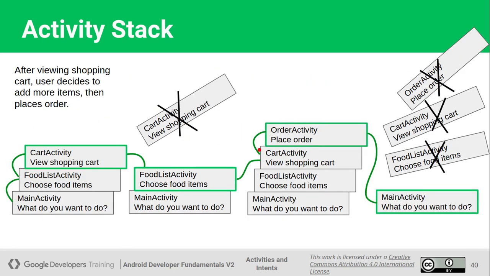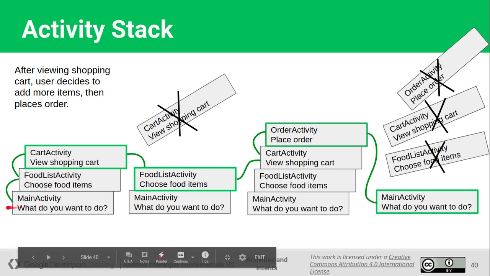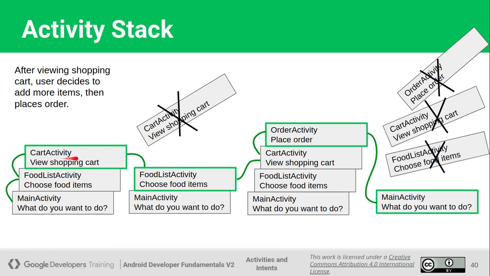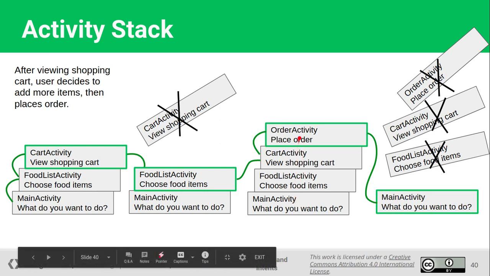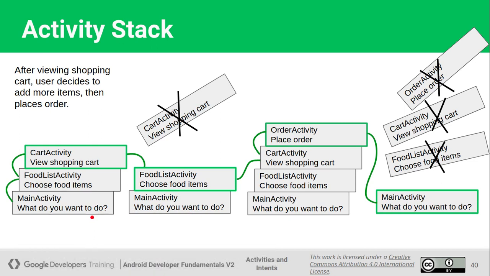Let's take an example to understand more about this activity navigation. In this example we have several activities. Number 1 is the main activity, number 2 is the food list activity, number 3 is the cart activity, and then we have another activity, the order activity. So we have 4 activities in our application. This application is used to place an order for online delivery.